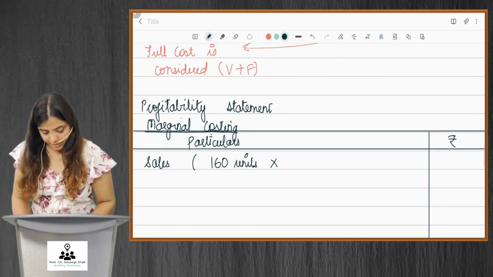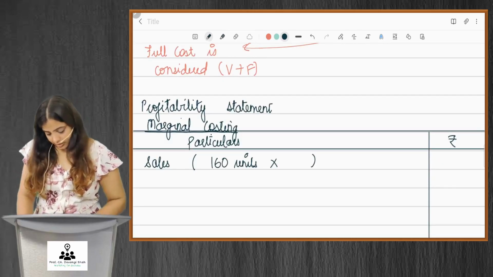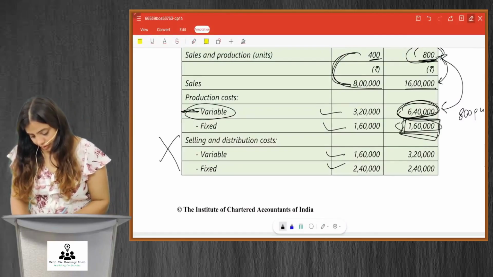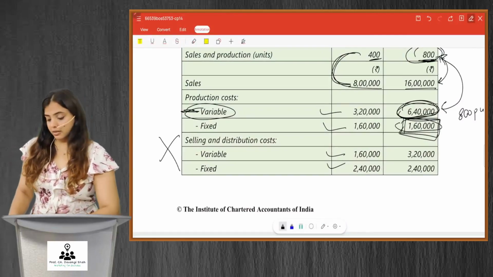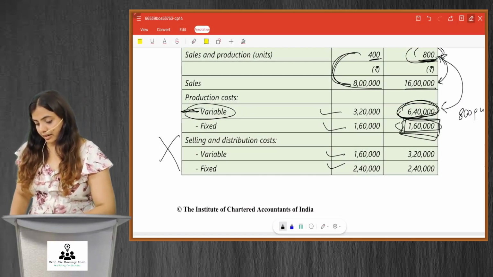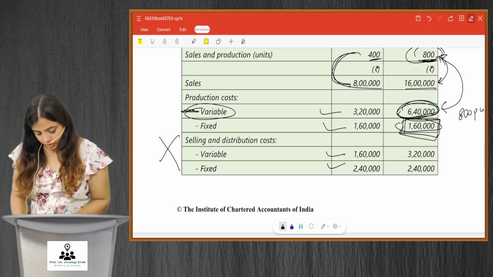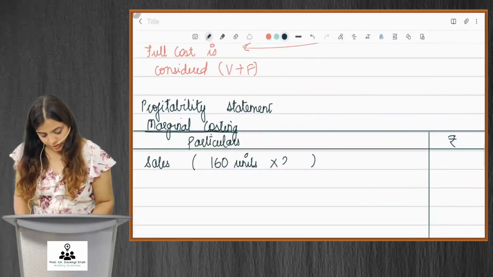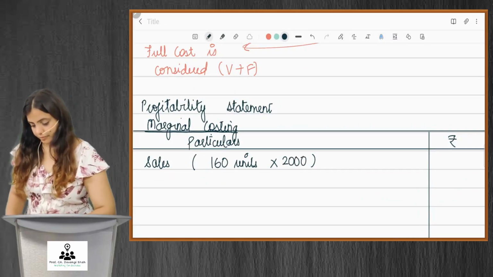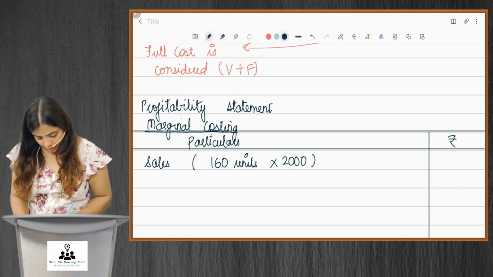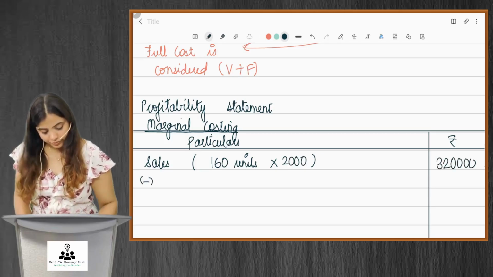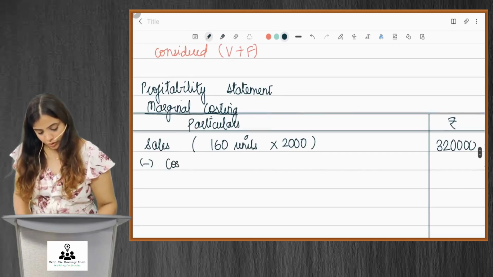into selling price. Friends, selling price per unit is not given, but we can compute it from here. 16 lakhs is the sales value for 800 units. Per unit you get 2,000, right? So into 2,000 per unit, it will be 3,20,000 minus cost of goods sold, or you can just write minus variable cost here.